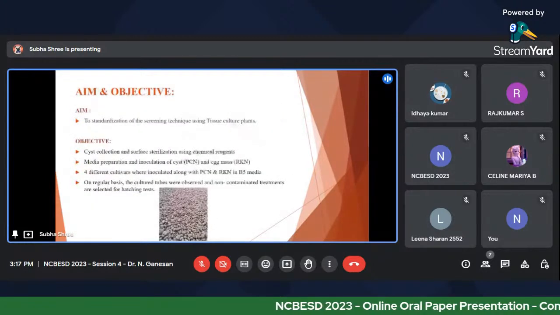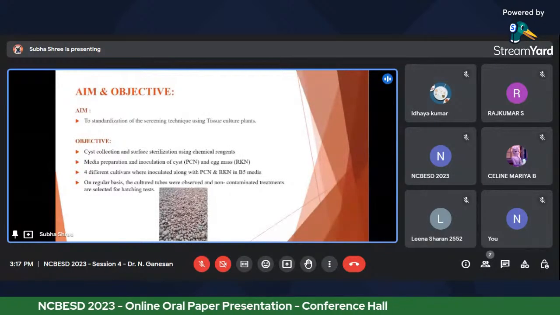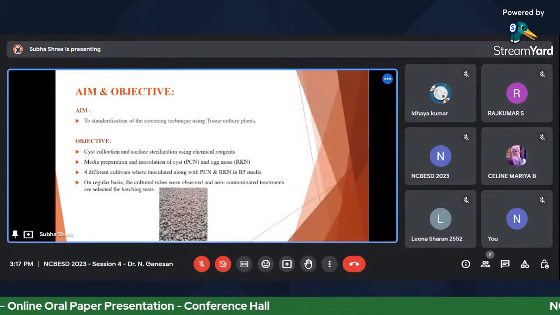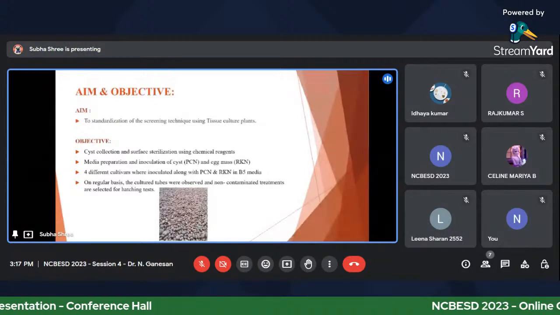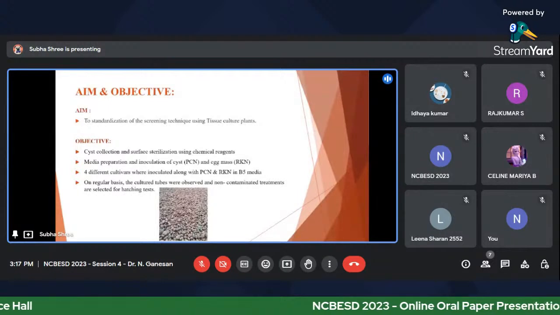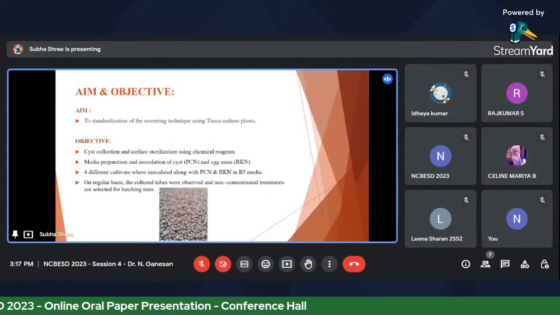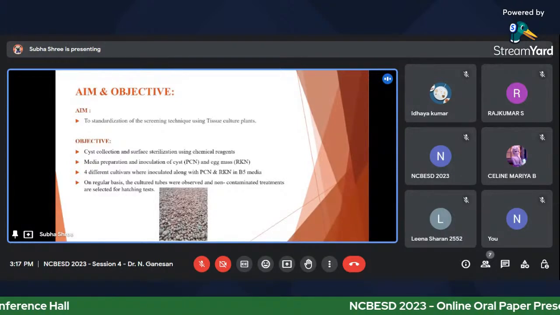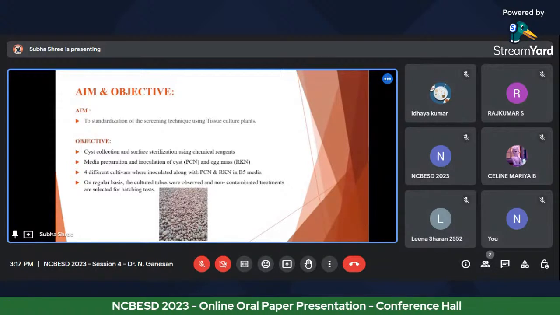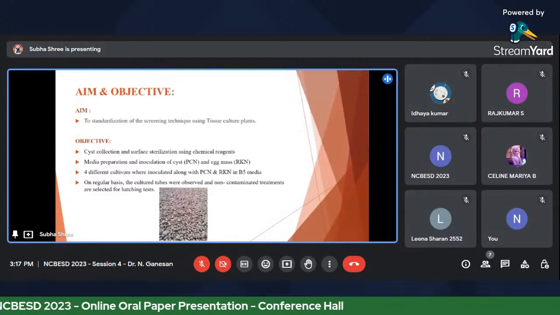My objective: cysts were collected and surface sterilized using chemical reagents. The chemical reagents kill the pathogens and microorganisms which are present along with the cyst and egg masses. The media was prepared, and the cyst and egg masses are inoculated into the media along with the cultivars, the potato varieties which are resistant and susceptible to the potato cyst nematodes and RKN. Here I'm using B5 media.